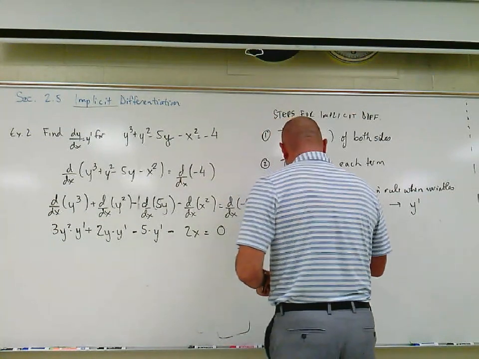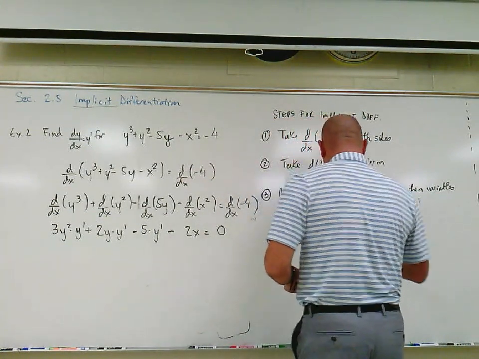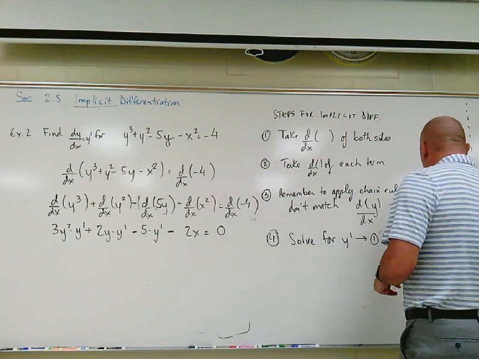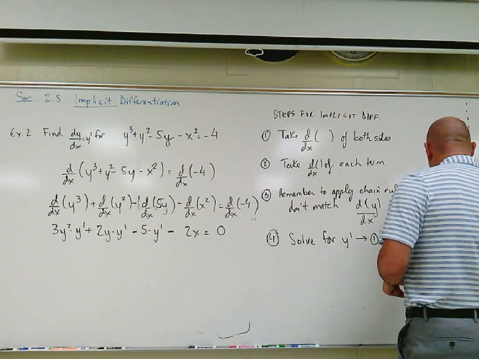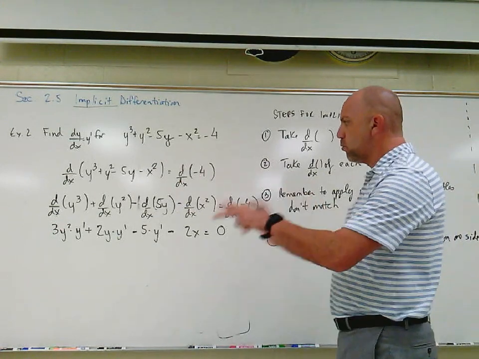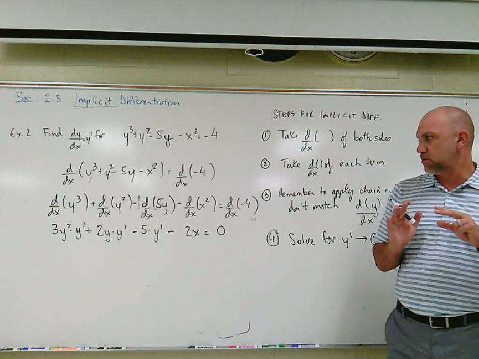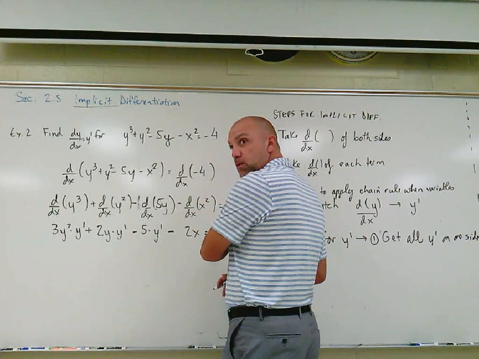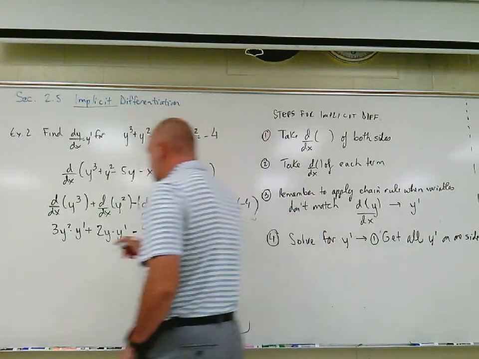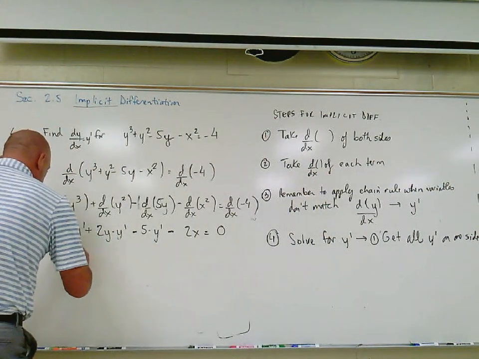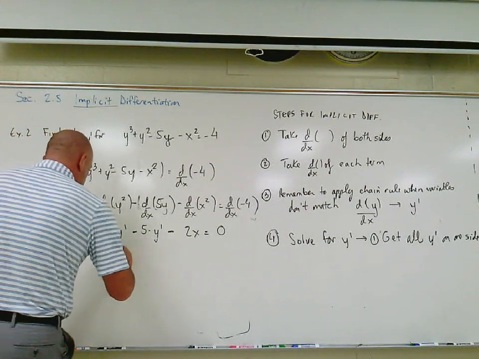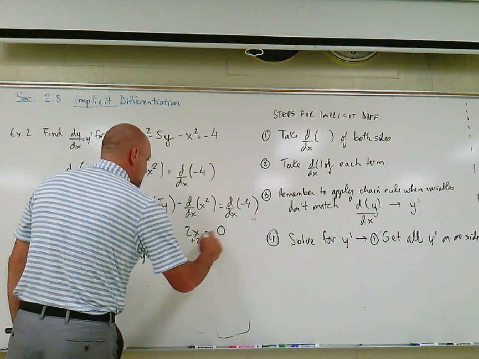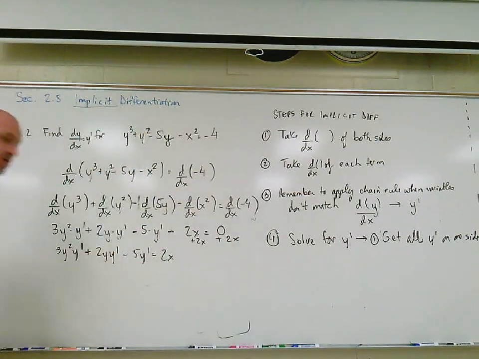Now, here's what I do. If I'm going to solve for y prime, the first thing I do is get all y primes on one side. So I make sure all the y primes are on one side, everything else is on the other. So that stays, that stays, that stays. This minus 2x I'm going to move over to the other side. So I have 3y squared y prime plus 2y y prime minus 5y prime equals 2x, because all I'm doing is adding 2x to both sides and it moves over.